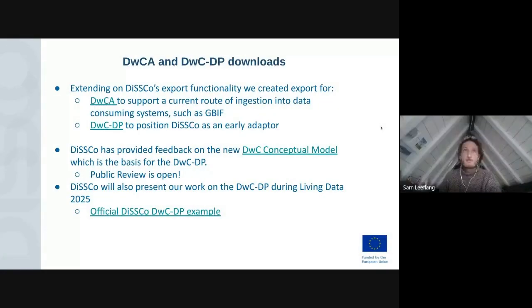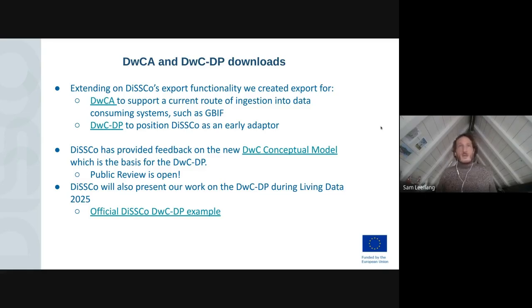Good. Another topic that we've been working on is download. So in the big picture of DiSSCo as a platform, we've seen the data consumers on the right side, but how can they collect the data? And of course, one of the main data formats that we export our biodiversity data in are the Darwin Core archives. So we wanted to create an option to select a group of specimens or a complete data set and export this as a Darwin Core archive.